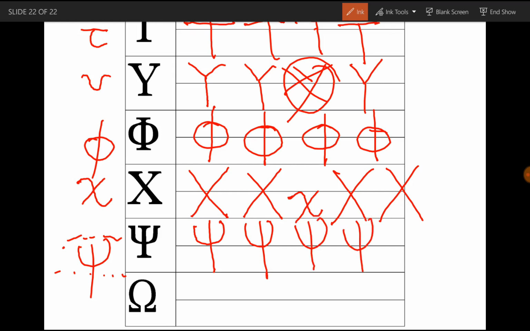Capital psi. And omega, that's the small omega. The capital omega, you start here and it goes like this. It looks like a horseshoe almost. There you go. Horseshoe. And that's it. And we're done. That completes our lesson.